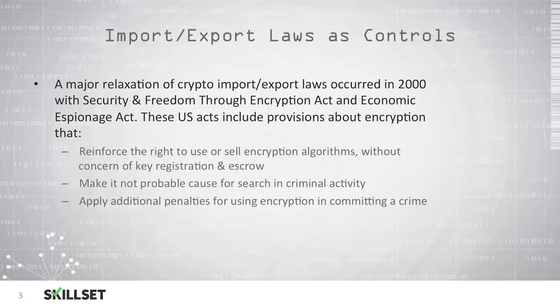In 2000, the Security and Freedom Through Encryption Act and the Economic Espionage Act relaxed some of the controls that were put in place on cryptography import and export laws. These new acts include provisions about encryption to allow you to use or sell encryption without concern of key registration and escrow. Key registration and escrow are typically used to store a copy of the key in case the government decides that there is a reason to access your encrypted data.